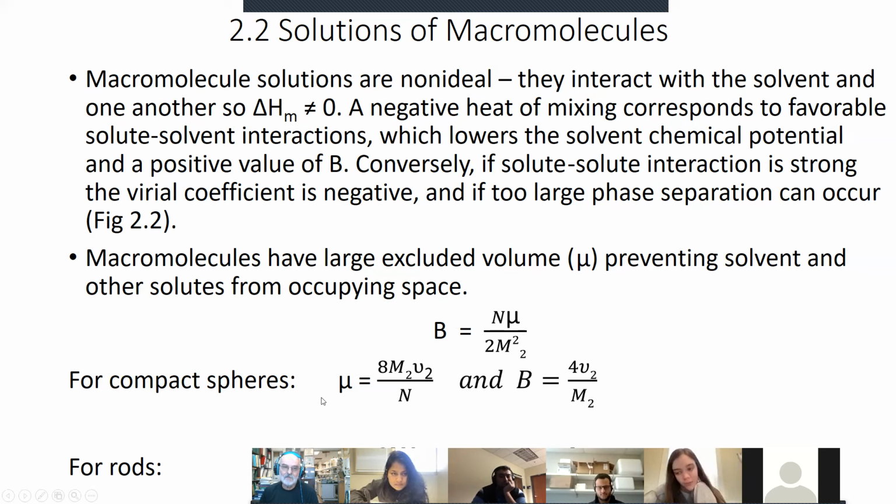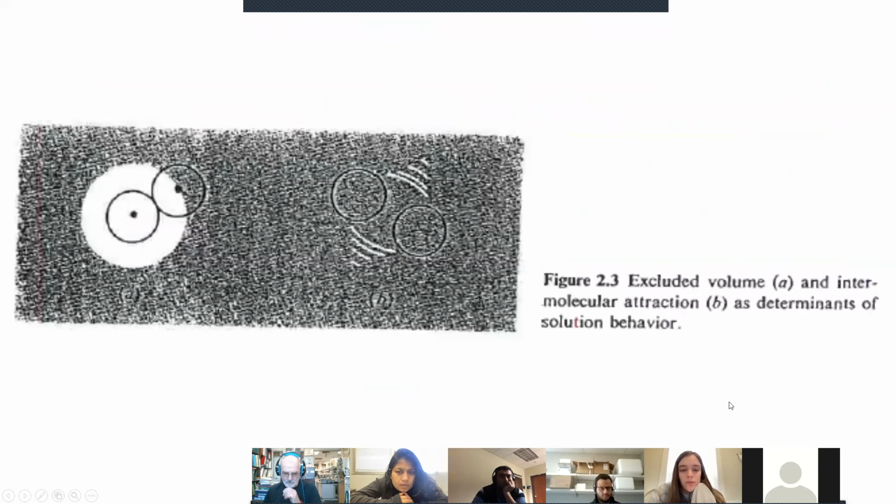All right. For a compact sphere, this can be approximated by something involving the molecular weight, the partial specific volume corrected for Avogadro's number. If you plug this into this equation, this is what you get. You get something that's 4 V bar over M2. If it's a rod, this is the excluded volume of a rod. If you plug it into this equation, this is what you get for the second virial coefficient. It depends on the length over the diameter times V bar over the molecular weight. Okay, there are other equations for random coils that I will only momentarily discuss.